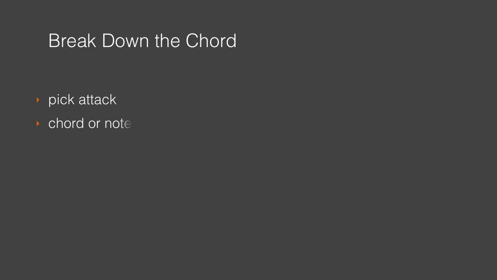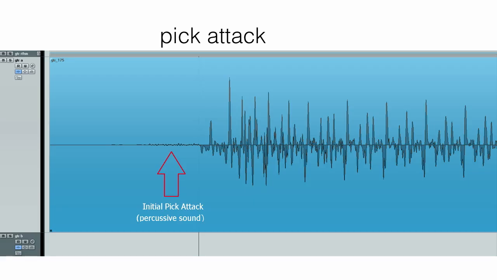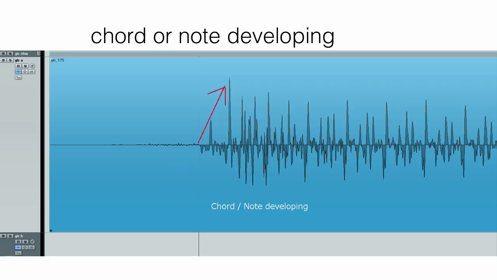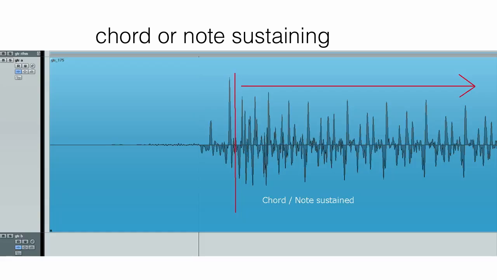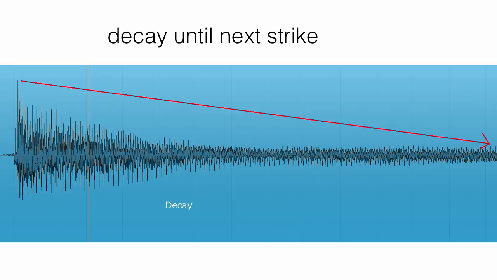It starts with a pick attack, then it has a chord or a note developing, the chord or the note sustains, and then you've got decay until the next strike. So we're just zooming in here, and I'm going to show you what to look for. Here's the initial pick attack, which is the percussive sound, and then you can see from the pick attack the string starts to vibrate, and it increases in vibration, and as it vibrates more and more, the chord and the note starts to develop.